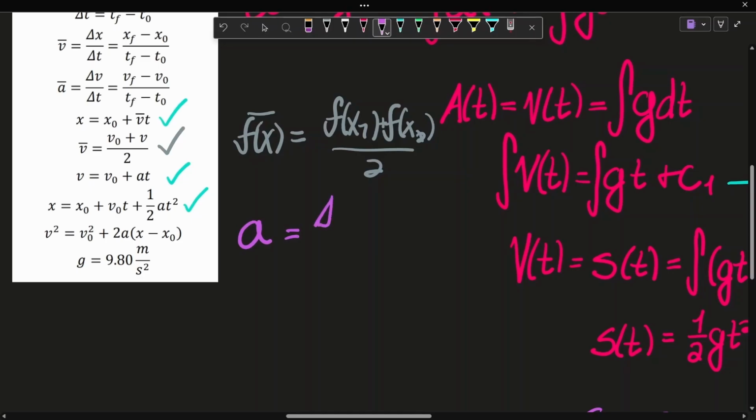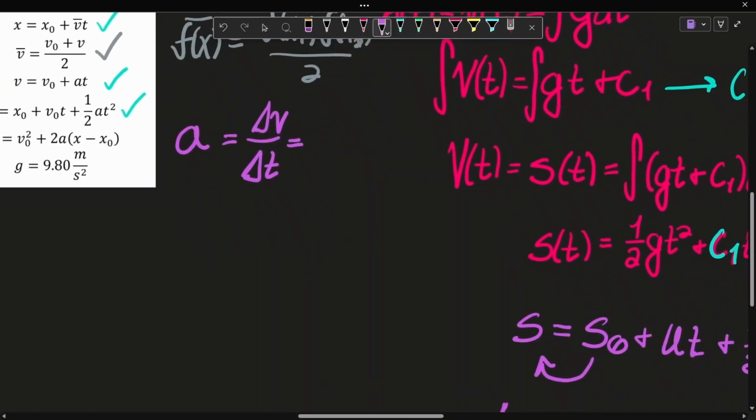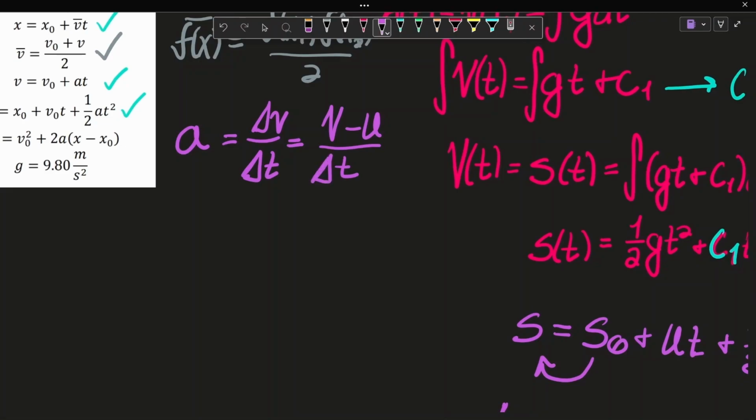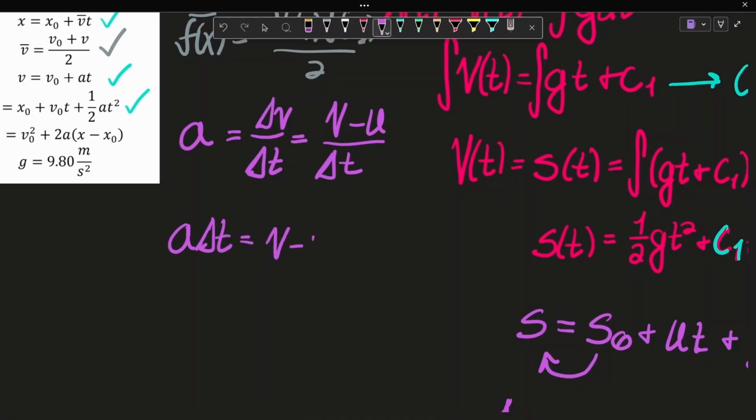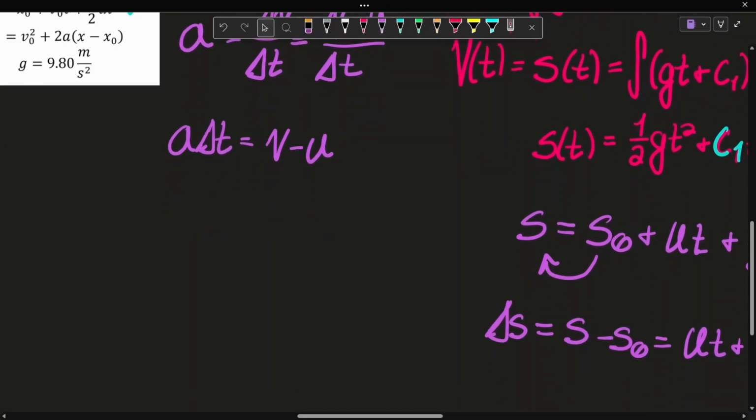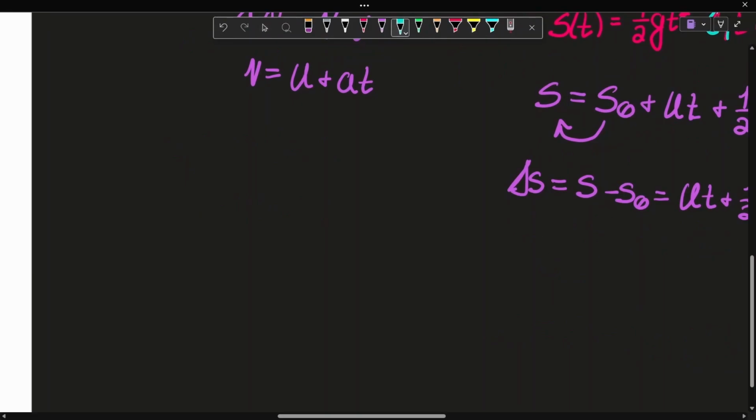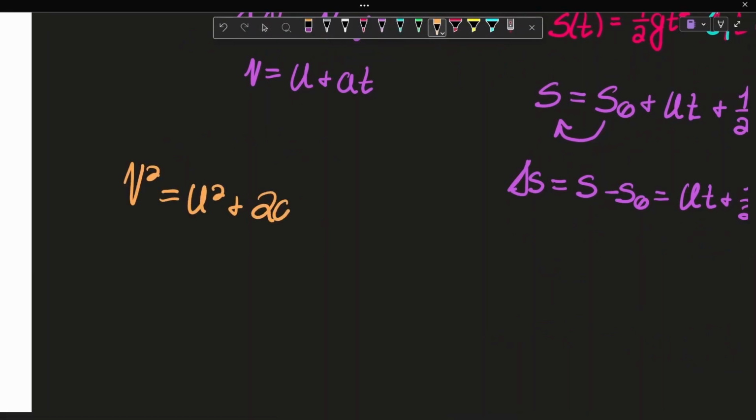Acceleration is the change in velocity over the change in time, which means you can also write it like v minus u over t, or the change in t, which means we get that a change in t is equal to v minus u. So we also get the other equation. v is equal to initial velocity plus acceleration times time. So we want to make the equation v squared is equal to u squared plus 2as.